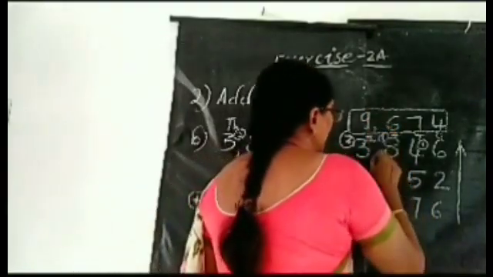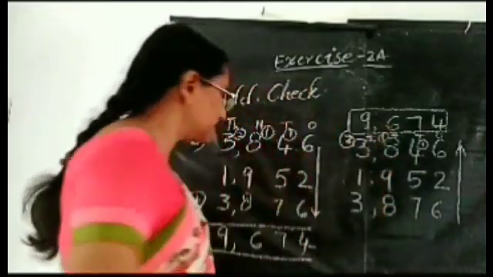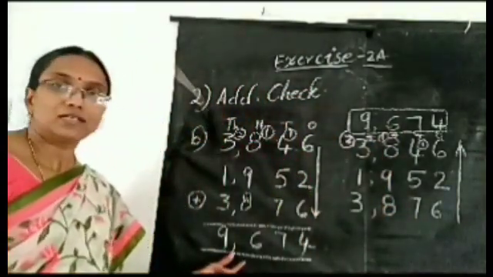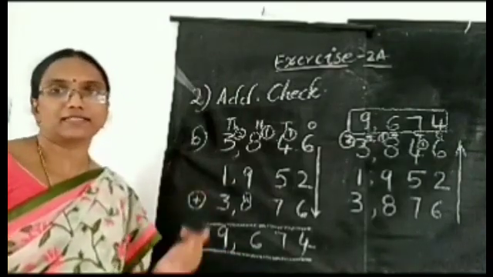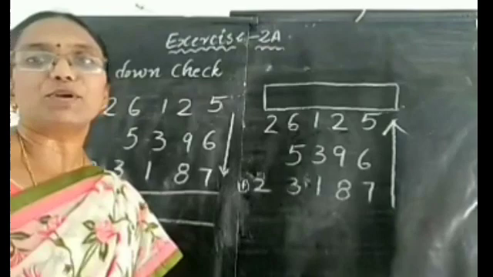What is the sum here? 9674. Here also the same. So this sum is the right answer. Okay. See this one more example.